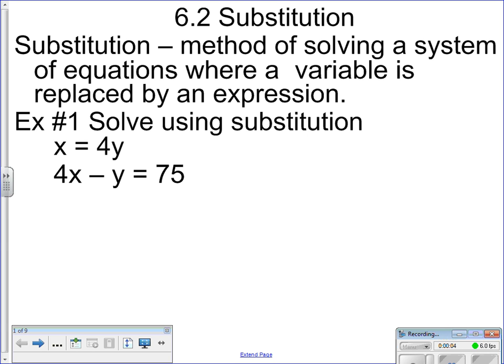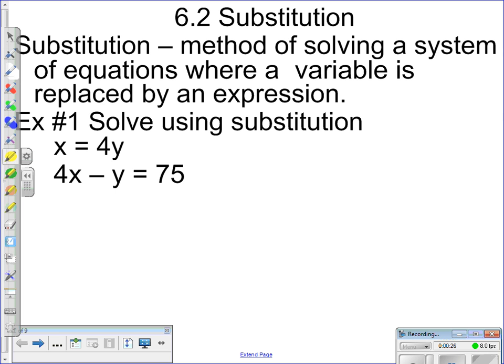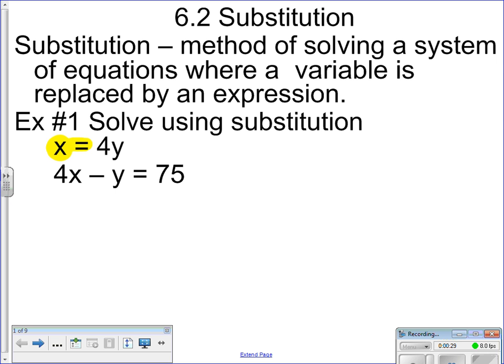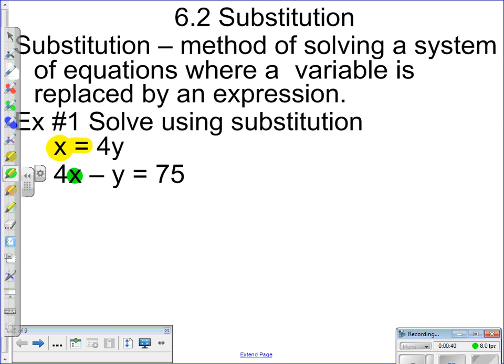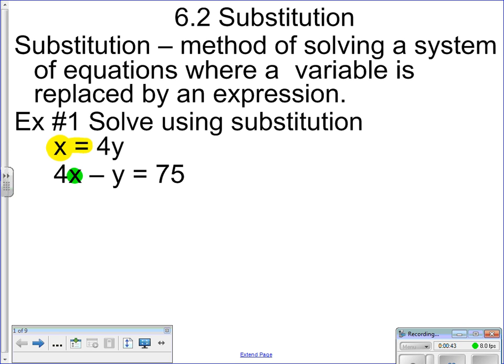Lesson 6.2, Substitution. I'm going to show you the substitution method of solving a system of equations. Substitution is when you replace one variable with something else, whether it be a number, a variable, or an expression. So if you look at example number 1, in the beginning, you notice that it says x equals 4y. So anywhere there's an x in the other problem, I can put 4y and replace that value.